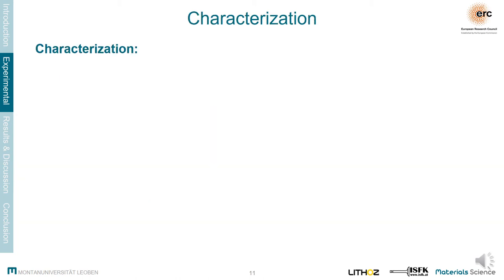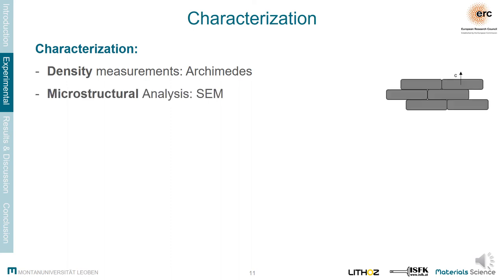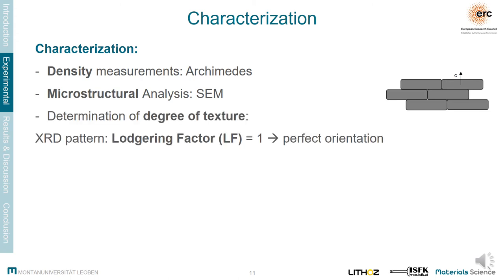The sintered equiaxed and textured alumina were further characterized according to their relative density using the Archimedes principle. For the microstructure, cross sections were ground and polished. For textured alumina, the grains were oriented parallel to the C-axis, and the surfaces were then analyzed in the scanning electron microscope. Not just to evaluate the texture microscopically, also XRD measurements were taken to quantify the texture.